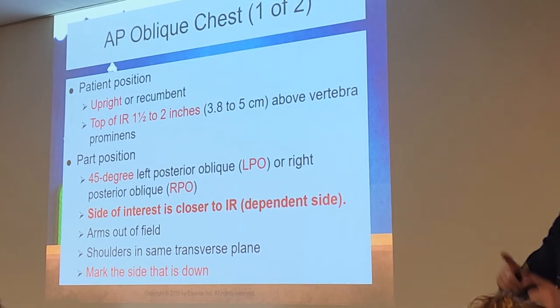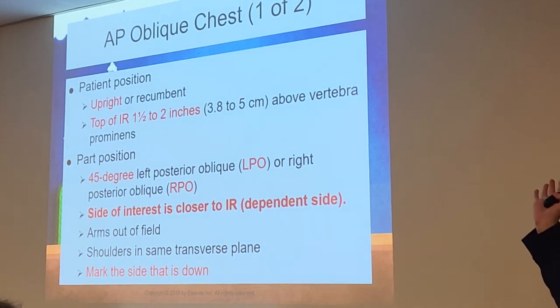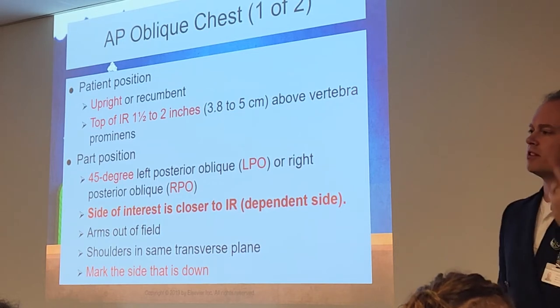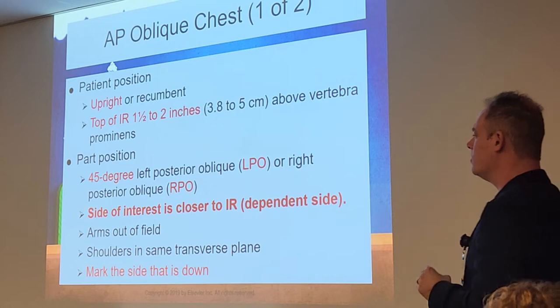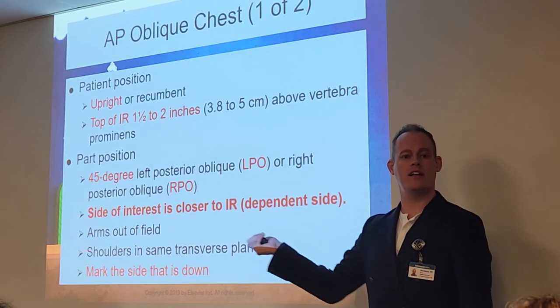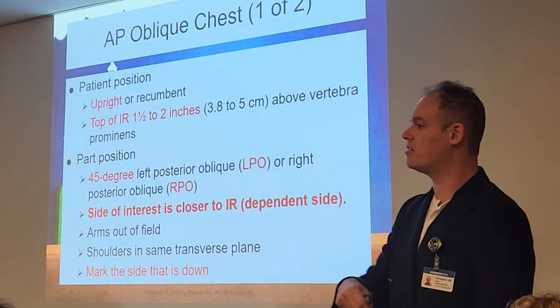Because when we're talking about AP oblique, now we're positioning the patient with their back against the IR in 45 degree obliques. It's going to be inverse to what we just talked about. We're talking about the two specific positions of LPO and RPO. And for those two, we are going to be looking at the side that is touching the IR. The lung that is elongated is the side that's actually down instead of the opposite that we just talked about.